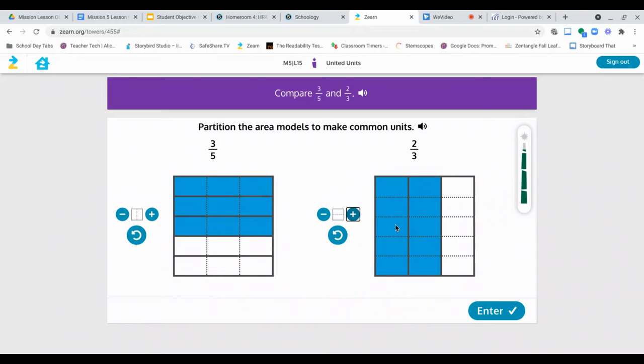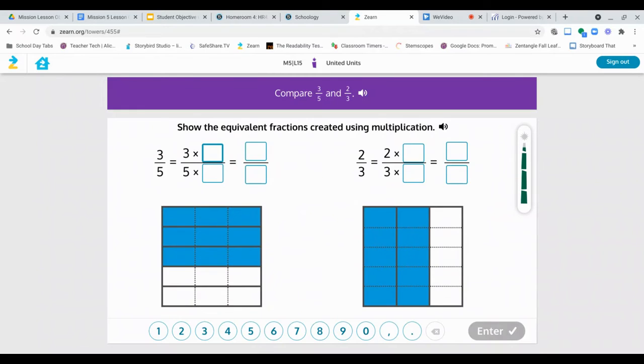So I have 1, 2, 3, 4, 5. So I have 5, 10, 15. Okay, so that tells me I did it right because I have 15 in each. I have 15 units or 15ths. You got it. I sure do. All right.